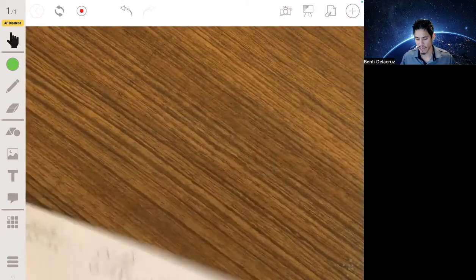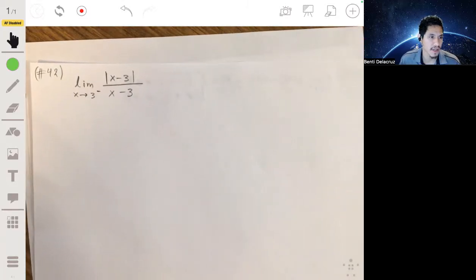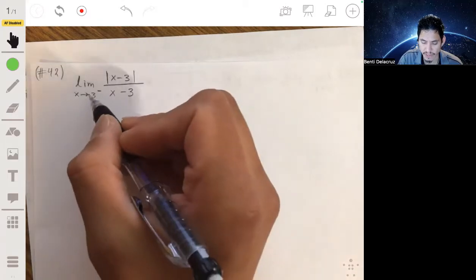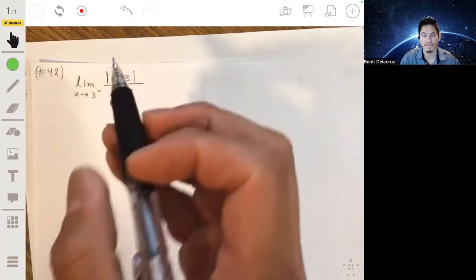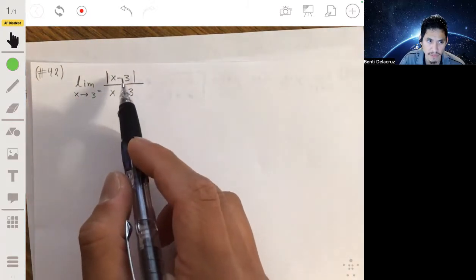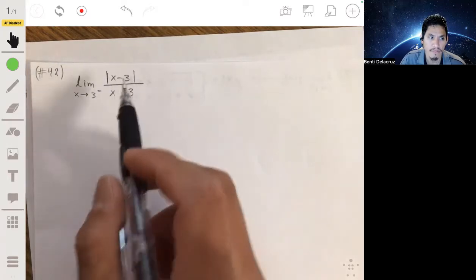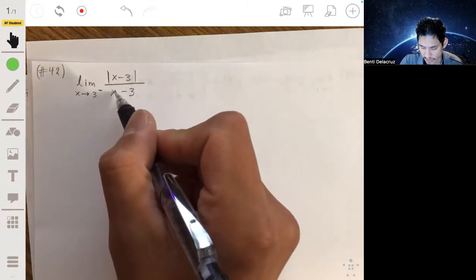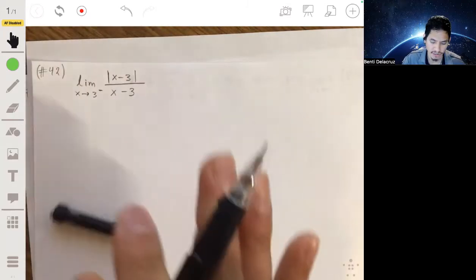All right, let's look at another one now. Here we have an absolute value function, the absolute value of x minus 3 over x minus 3, and we're trying to find the limit as x approaches 3 from the negative side. Again, you want to see if you can plug in 3, and as long as you don't get an undefined expression, you can just evaluate and get that number. But you can see that you'll get 3 minus 3 in the bottom, so you're going to be dividing by 0. So you've got to do something else.